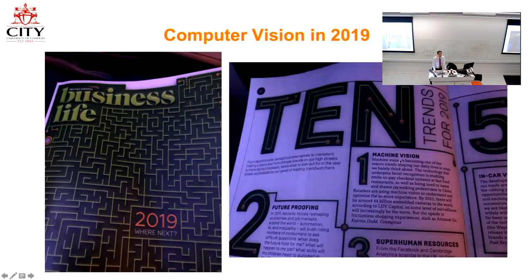So you can see how big it has become. And why is it so recent? Computer vision has been there for many decades, but recently we have the computational power, we have the algorithms that are actually working. Before that, everything was just like science fiction, but now things are happening.